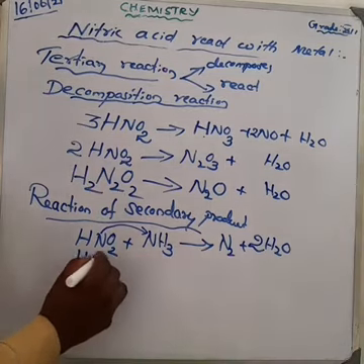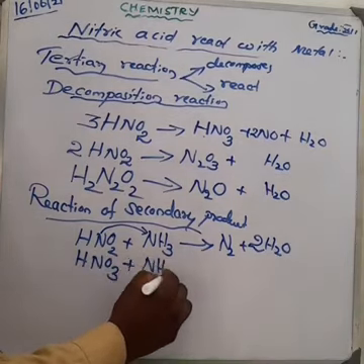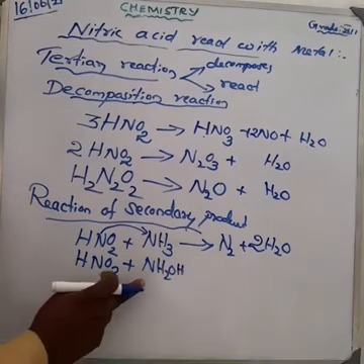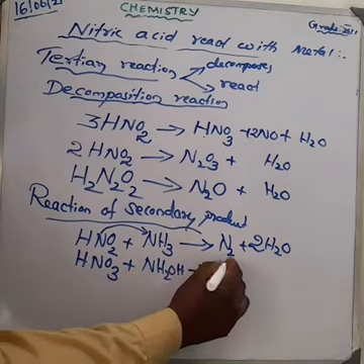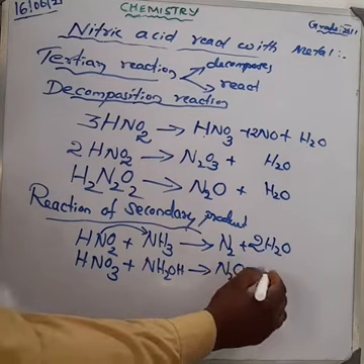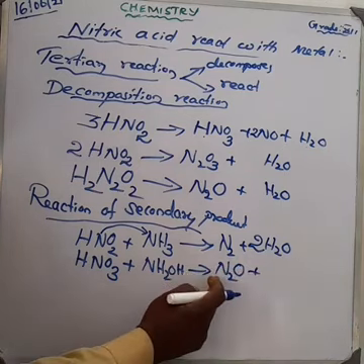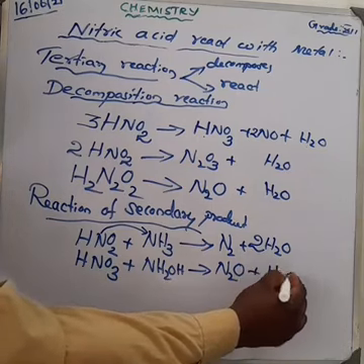Nitrous acid reacts with hydroxylamine. Hydroxylamine, all of you know that one. What is the formula? NH2OH. NH2OH gives N2O. What is N2O? Laughing gas. Don't forget that. Nitrous oxide, N2O, plus water molecules.